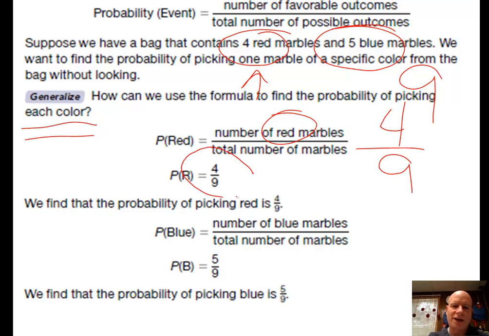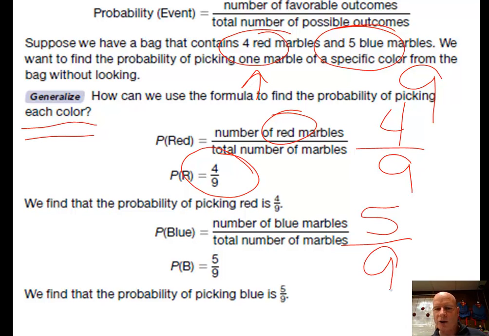So our probability of pulling out 1 red marble would be 4 out of 9. In contrast to that with blue, because there's 5 blue marbles in there, our odds of reaching into the bag and pulling out a blue marble would be 5/9. Because we've got 9 marbles in there, 5 of them are blue.